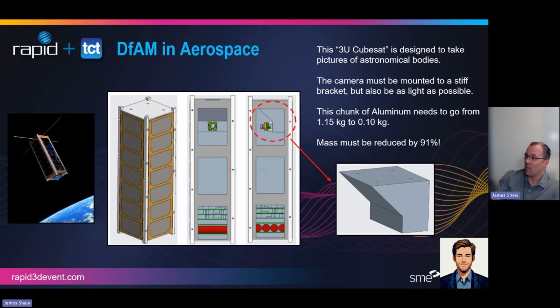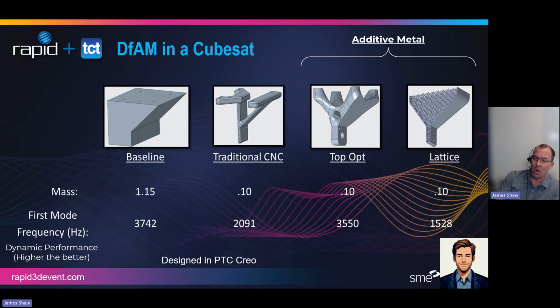It needs to hold the optical camera here as sturdy as possible so the images aren't blurry, but we need to reduce the mass by a lot. In fact, the challenge that was given here was to reduce the mass by 91%. So basically taking out an entire kilogram, which is just a couple pounds, right? But this is quite a small thing. And so we're going to compare a couple of approaches.